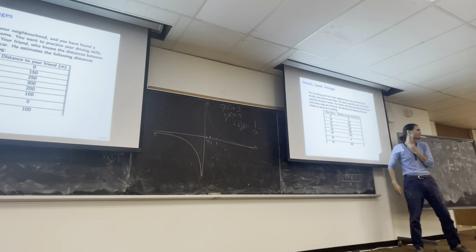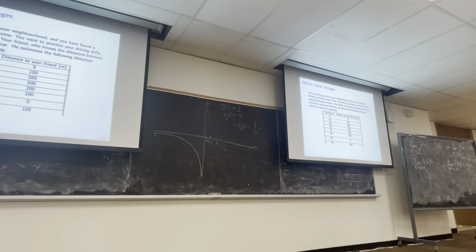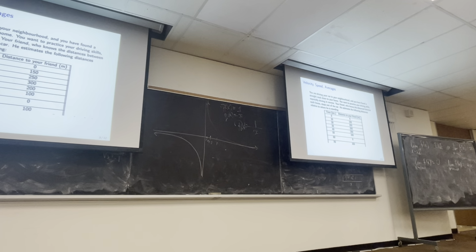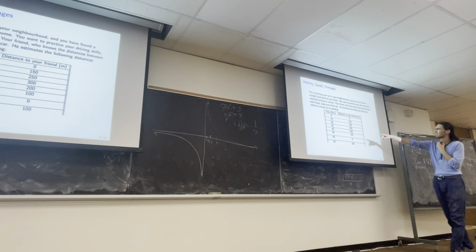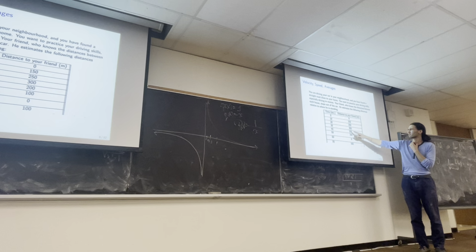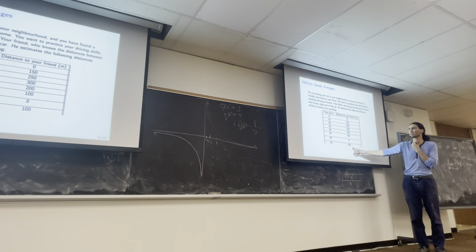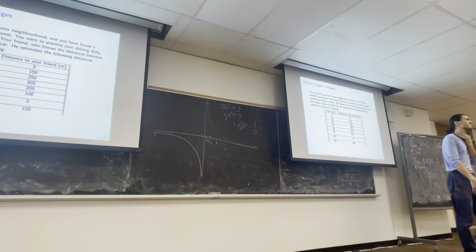So what happened here? What could have happened? Clearly something funny happened here. 250, 300, 200, and then something funny happened again. What could have happened?